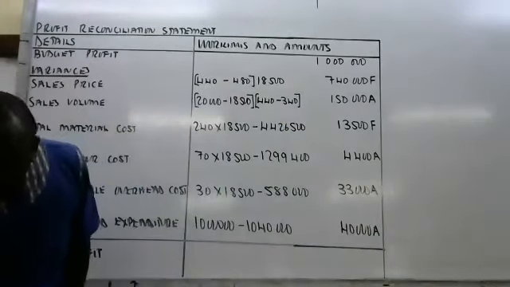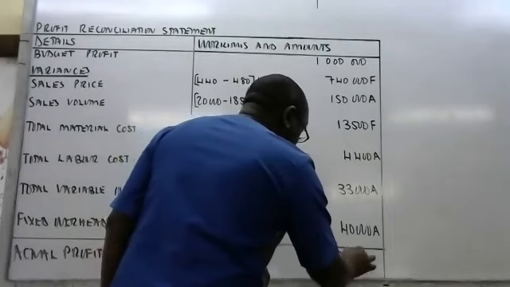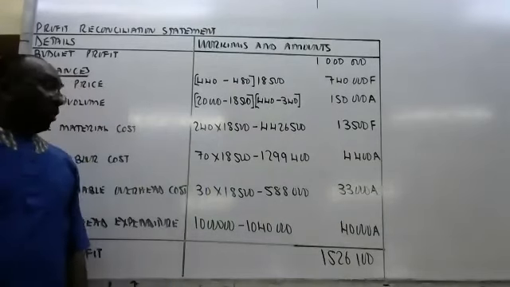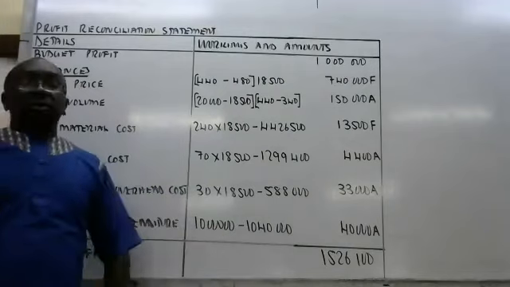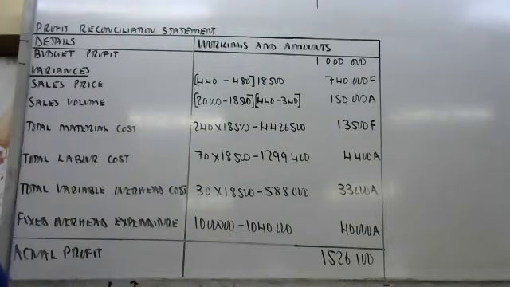And the actual profit is 1,026,100. That is what we got in the actual results. So check whether the records agree. You add the favorables and you subtract the adverse. It's okay, yeah?